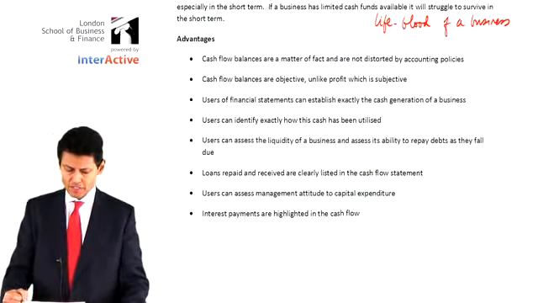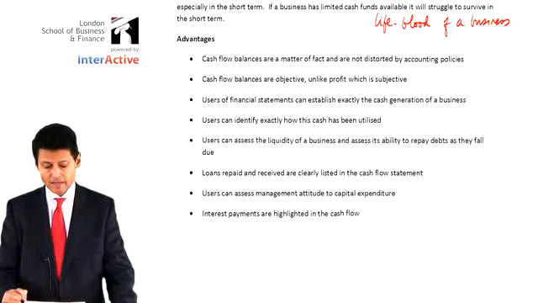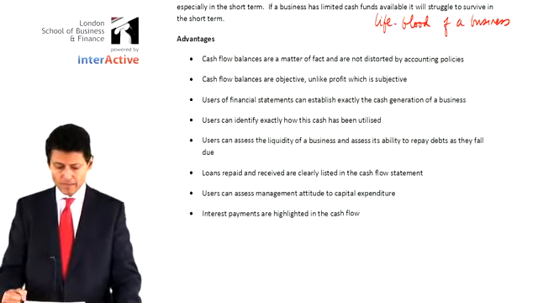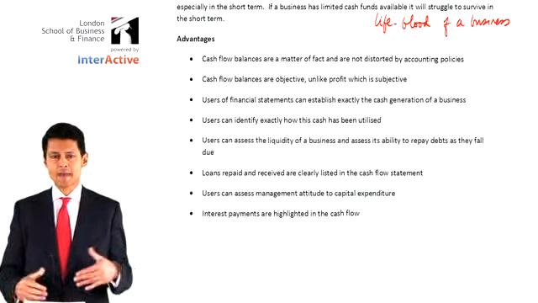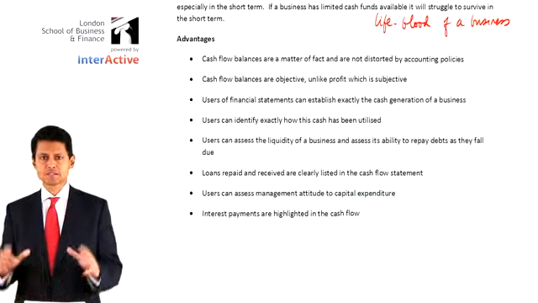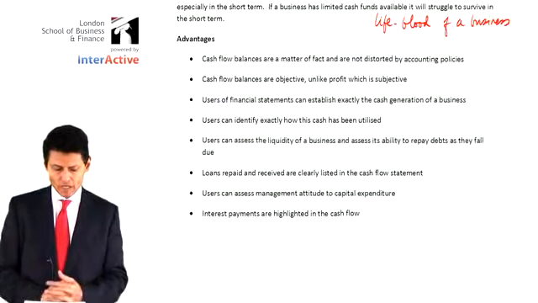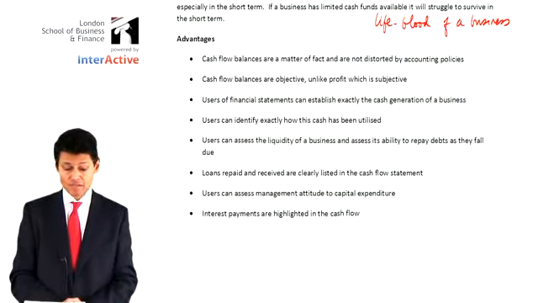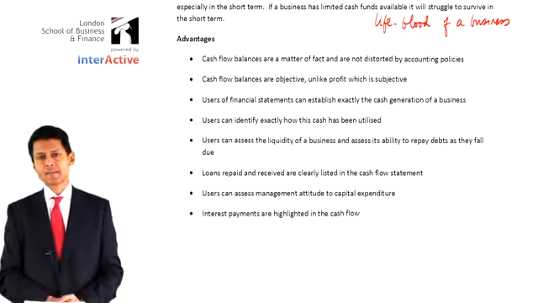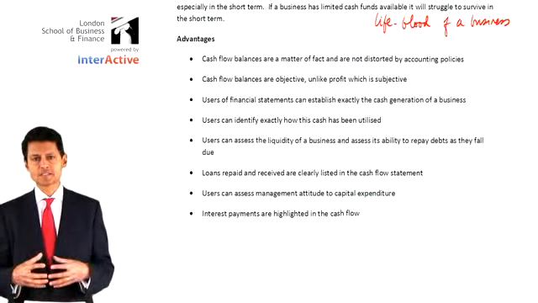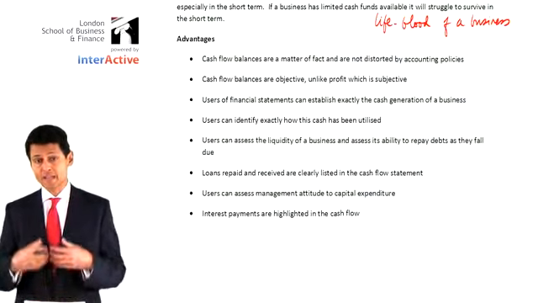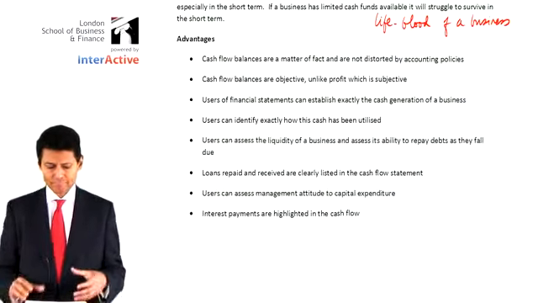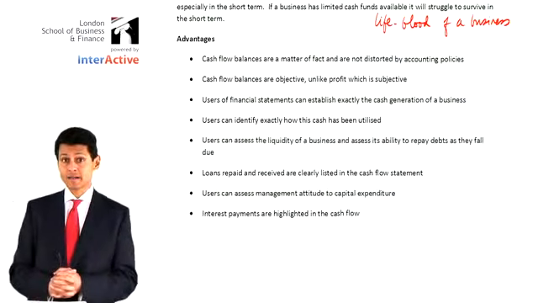Another advantage, cash flow balances are objective, unlike profit, which is subjective, dependent on accounting policies. Whereas cash flow balances are a matter of fact, receipts, payments, factual. What else? The third one, users of financial statements can establish exactly the cash generation of a business. Clearly, if a company is cash rich, in other words, the difference between the income and expenses is a huge amount of cash, that is what a shareholder would like to see.